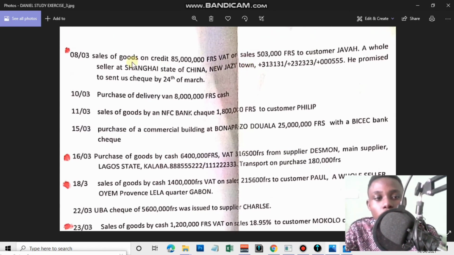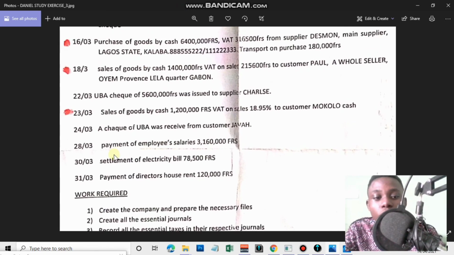The next one was sales of goods on credit, with VAT on sales, to customer Java, a wholesaler. He promised to send the money on the 24th. That is where he makes his payment, so we're not going to record it first. A UBA check is received from him, so we're first going to wait.